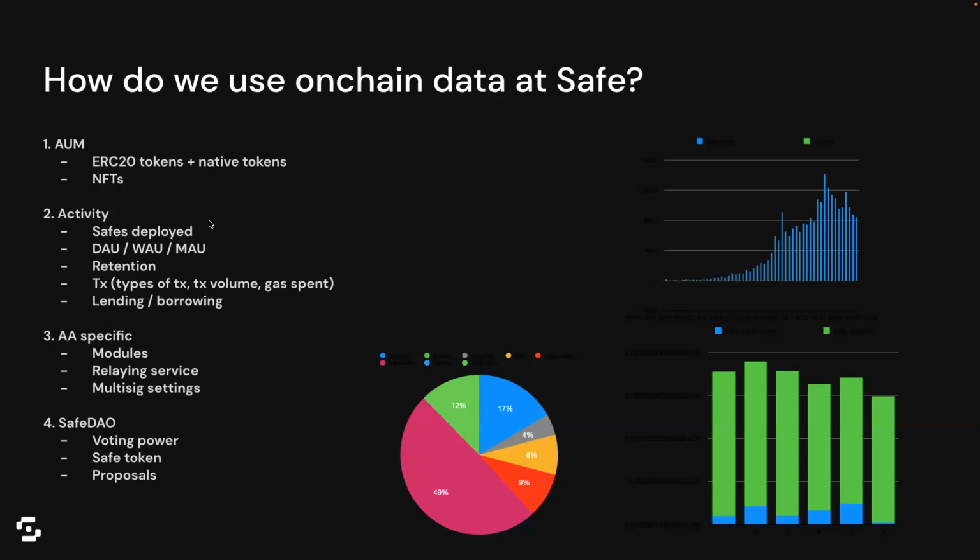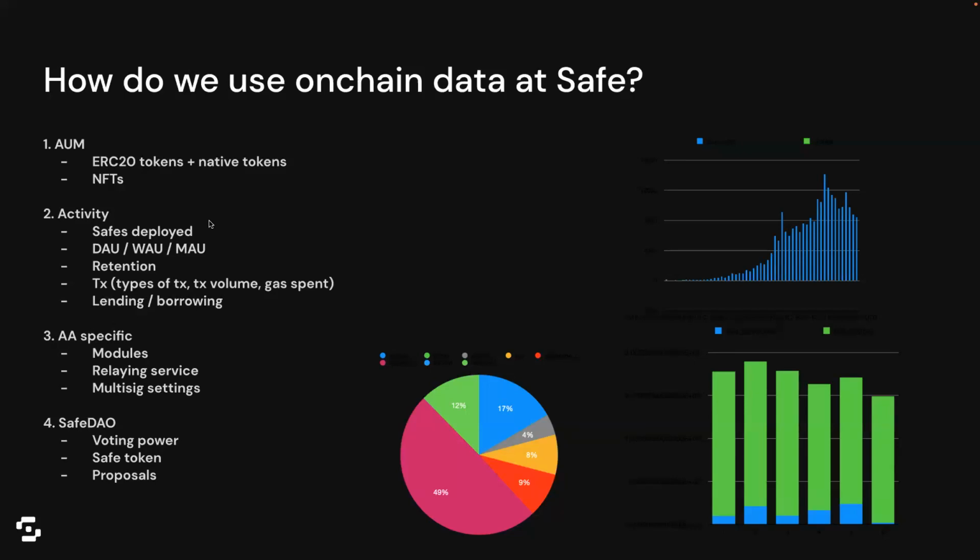Some of the things that we're interested in are not only the safes that are being deployed, but the daily active users, weekly active users, and monthly active users, really safes that are doing some sort of transactions as well. What is the retention over a period of different weeks and different months? And what are the main transaction types? Are there swaps, bridges, ERC20 transfers, NFT transfers, etc.? Is there providing liquidity, lending, borrowing? These are all things that we can see on chain with platforms like Covalent.